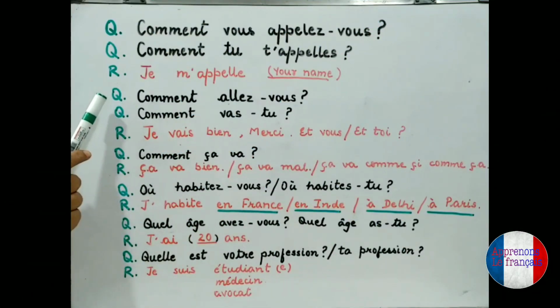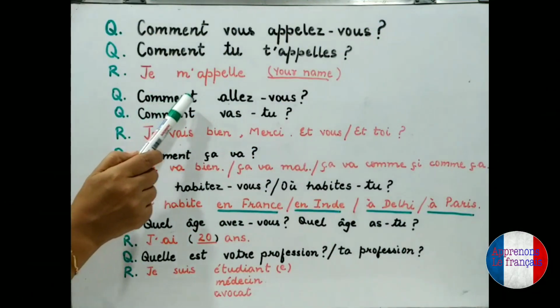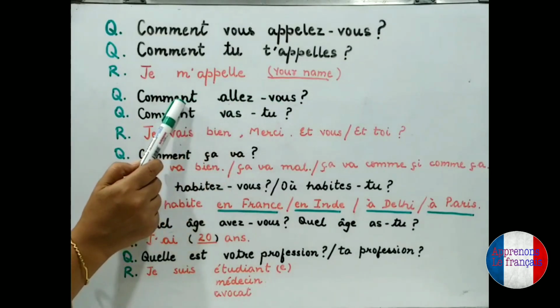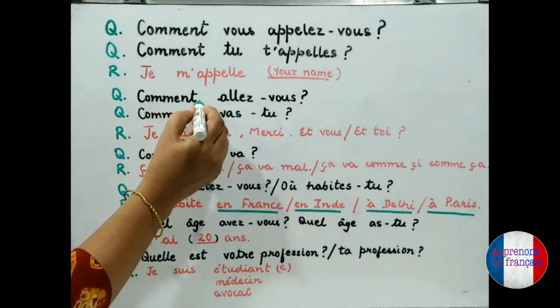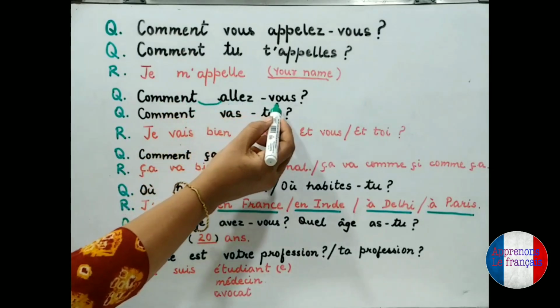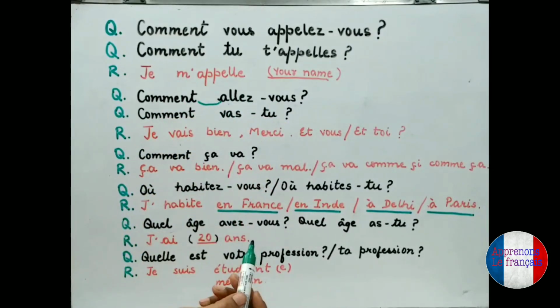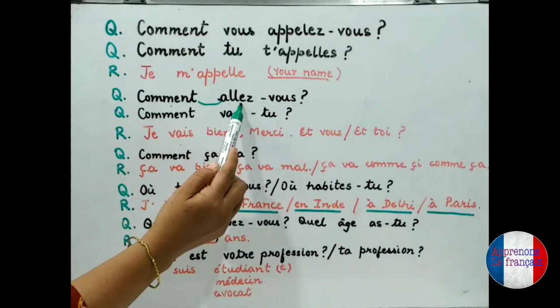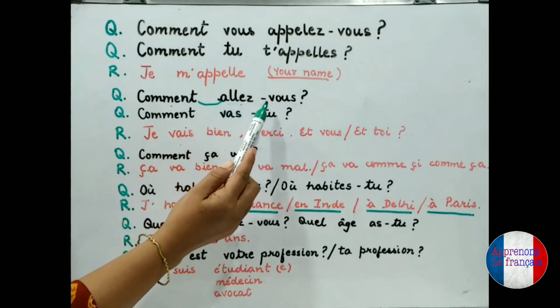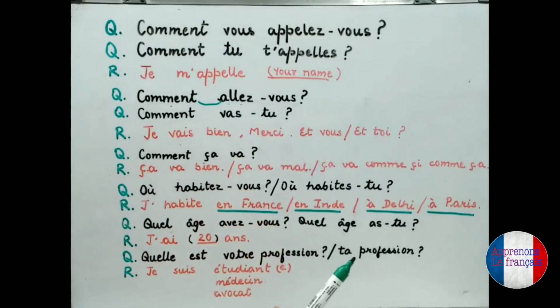Okay, so now we come to the next question, and that is comment allez-vous? Comment, here you can have a liaison here. So it would be comment allez-vous? Comment allez-vous means how, and aller is to go. So how go you? That means how do you go, means how do you do, or how are you doing? That means how are you basically.